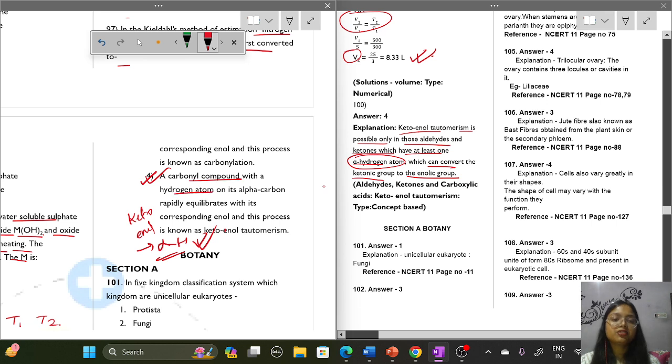A carbonyl group with a hydrogen atom on its alpha carbon equilibrates with the corresponding enol in a process known as keto-enol tautomerism. Alpha hydrogen is present, so keto-enol tautomerism can take place, and the two forms are present in equilibrium with each other.